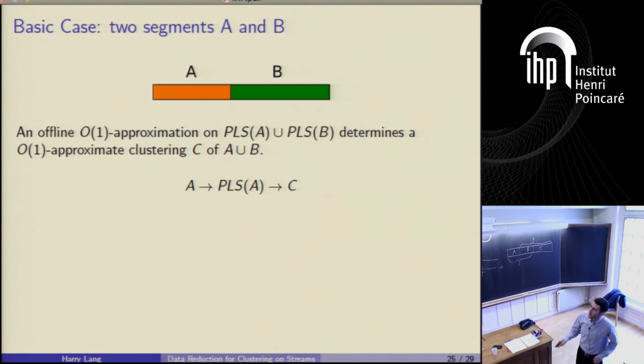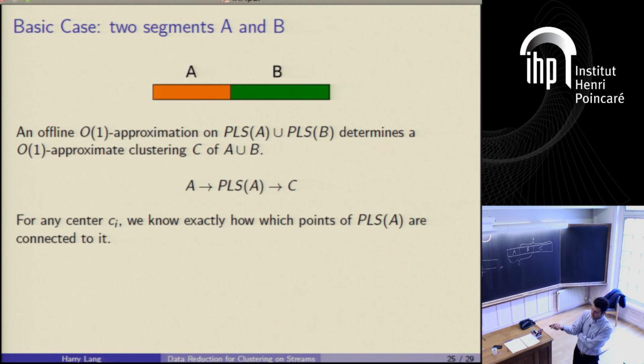So how do we do this? Run it separately on A and B. So we have these two facility sets, one on each. And then find, so this is not a typo. I actually mean here just on A. So I have PLS of A union PLS of B. So I have these two facility sets, and find a constant approximation for them. And then I can have these two maps from A to its facility set, and then to the centers, not for A, but actually for A union B.